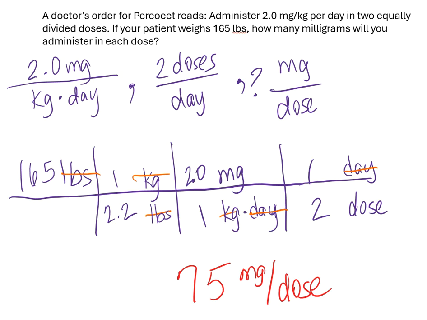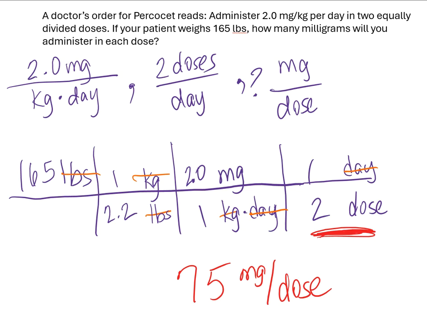They will get this dose twice a day. So if we were asked how much should they be administered each day, we would have cut out this last step. We just figured out milligrams per day. But because we needed to know for each dose, we had to take it a step further and figure out milligrams per dose.